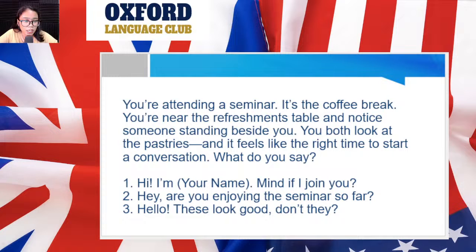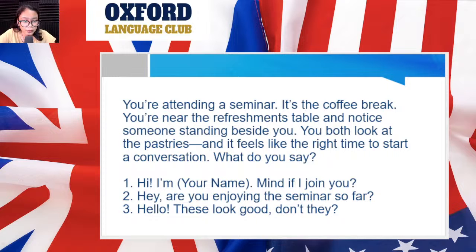Another simple option could be, "Hello, how are you? These look good, don't they?" So this is about the pastries, a common thing you both see, which was emphasized in the situation. It's a very natural way to make an observation and, of course, invite a comment. See, these are all simple ways to open a conversation. They are friendly and, of course, easy to understand. Now, we'll learn more about these types of phrases in detail very soon.